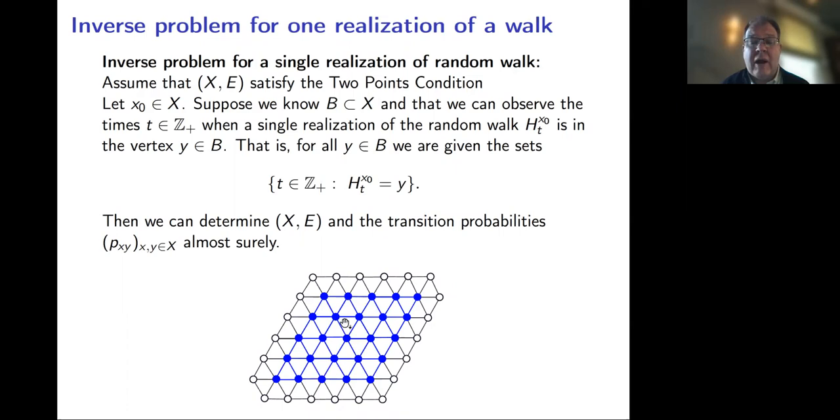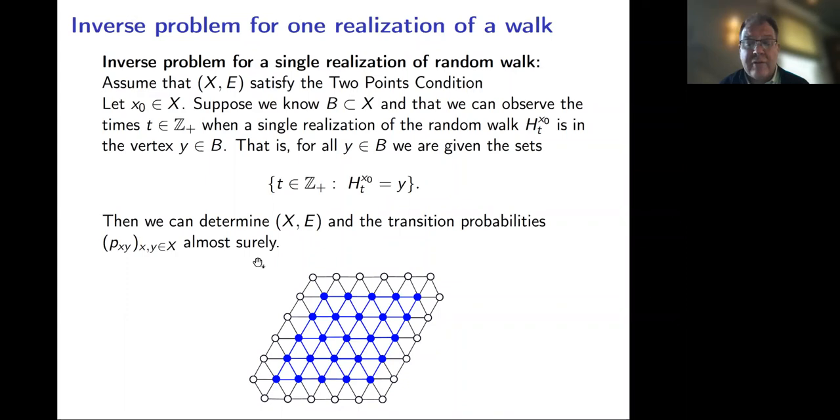Now we do these observations for infinitely long time, so for all times t. This also determines the graph structure of all the unknown, all these blue vertices, all connections e, and the transition probabilities.